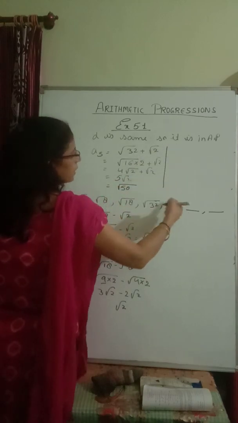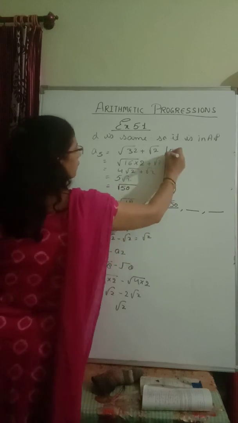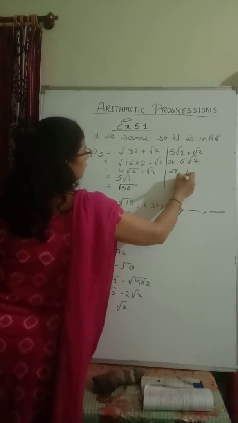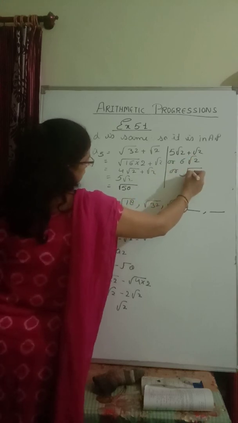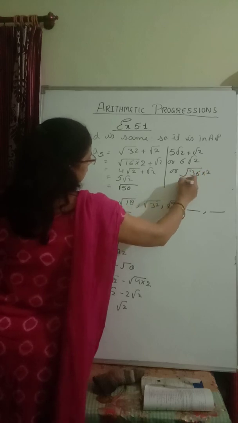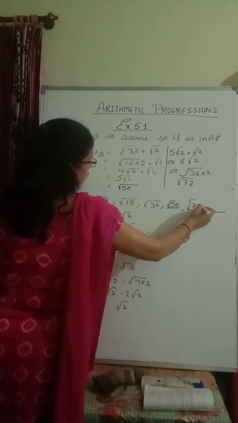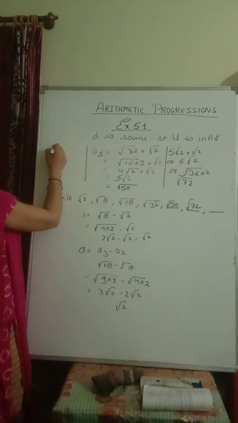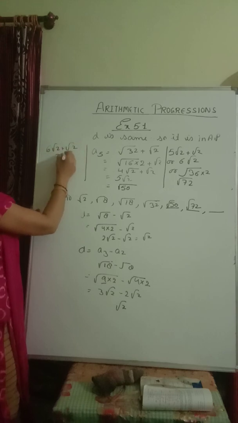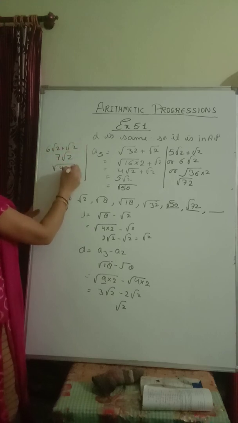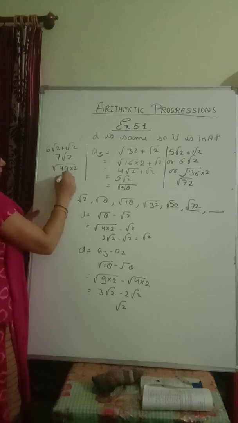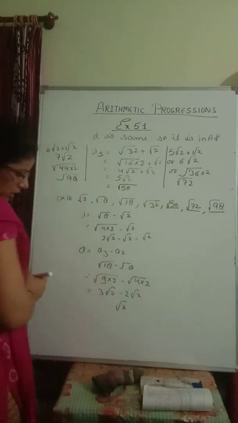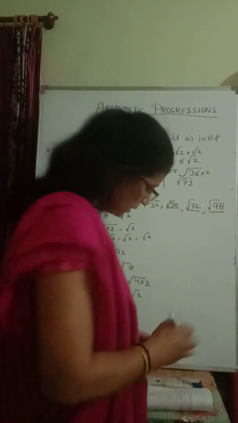Now we can find the next term, root 50 or 5 root 2. 5 root 2 plus root 2, or we can write 6 root 2. 6 will go inside the root, 6 squared is 36, 36 times 2 is 72. So the next term is root 72. Now the next term is root 72 or 6 root 2. 6 root 2 plus root 2 is 7 root 2, and it will go inside: 49 times 2 is 98. So root 98. So the next term is root 98. So these are the next 3 terms of this one.